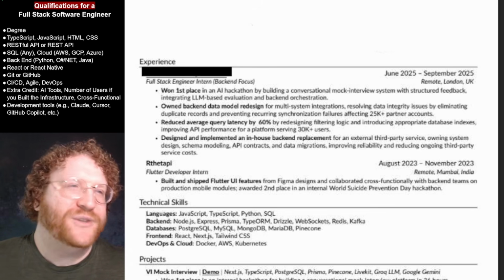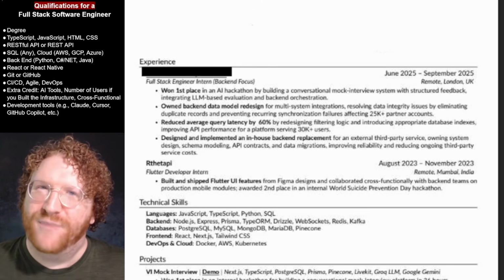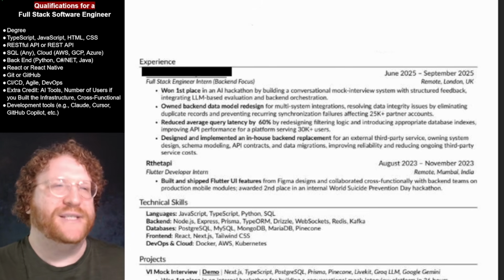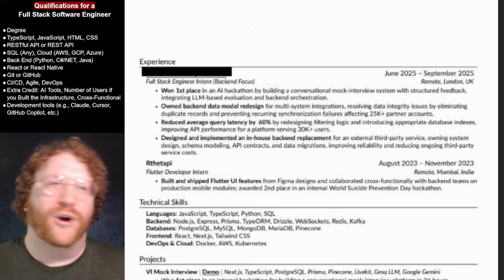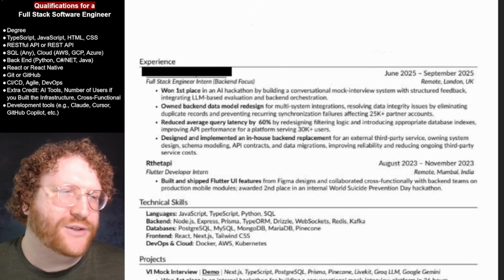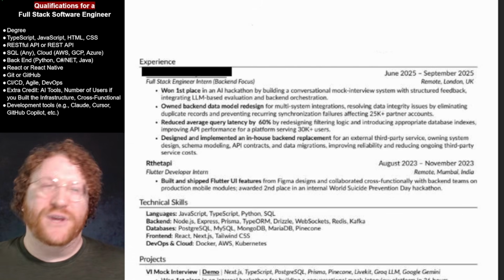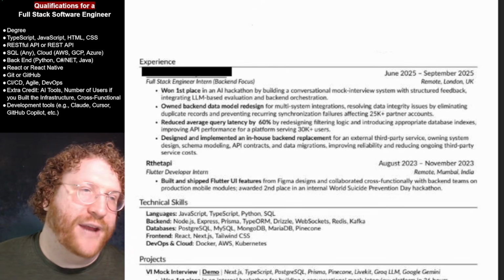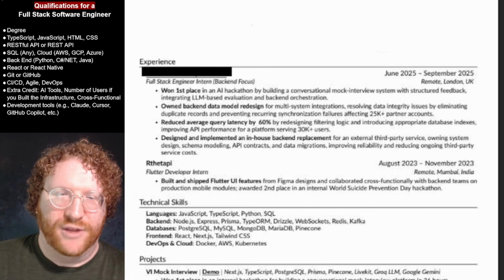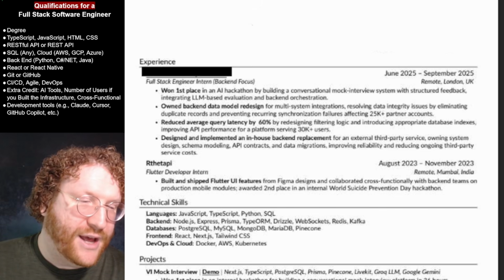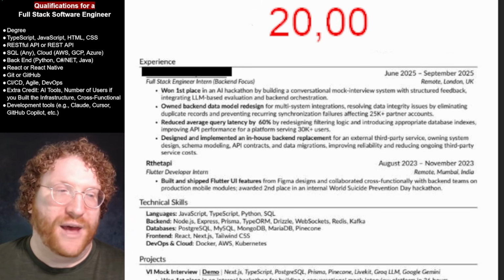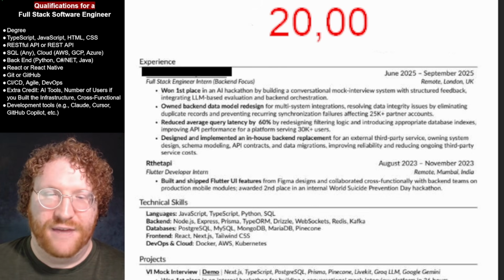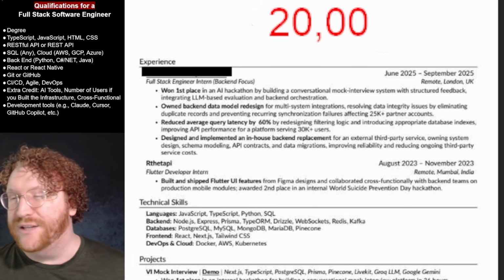So React or React Native, TypeScript, JavaScript, HTML, CSS, CI/CD, Agile, DevOps, and then extra credit for AI tools like Claude, Cursor, GitHub Copilot, number of users if you built the infrastructure, and cross-functional. So let's see what we can and cannot find in 20 seconds. 20 seconds is all the amount of time recruiters have. If we take more than 20 seconds, we get fired.